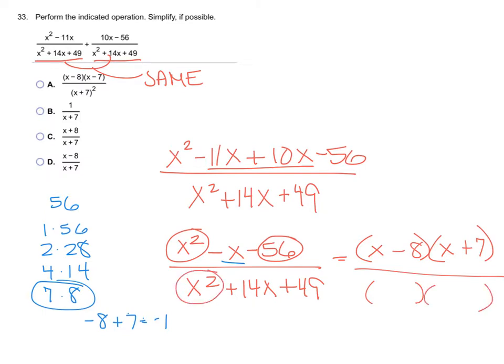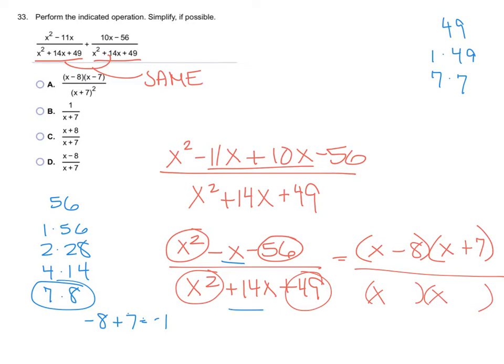I'll look at the first term. X times x will give me x squared. Now look at the last term, which is a 49. The factors of 49 are 1 times 49 and 7 times 7.